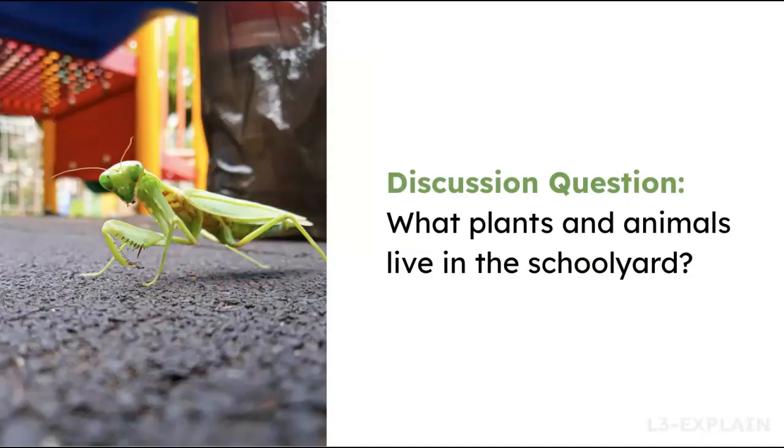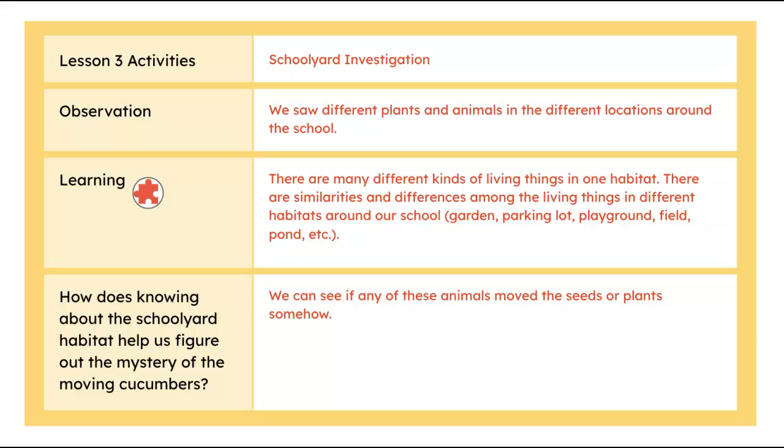For the Explain portion, you'll invite students to gather to share their findings from the schoolyard investigation. You'll use the provided questions to guide your discussion around the question, what plants and animals live in the schoolyard? The goal of this class discussion is to analyze and interpret data to help students explain what living things make their homes in the smaller habitats in the schoolyard. You'll use the discussion to create the Lesson 3 summary chart. By the end of the discussion, students should understand that they can see if any of the animals moved the seeds or plants in the schoolyard.